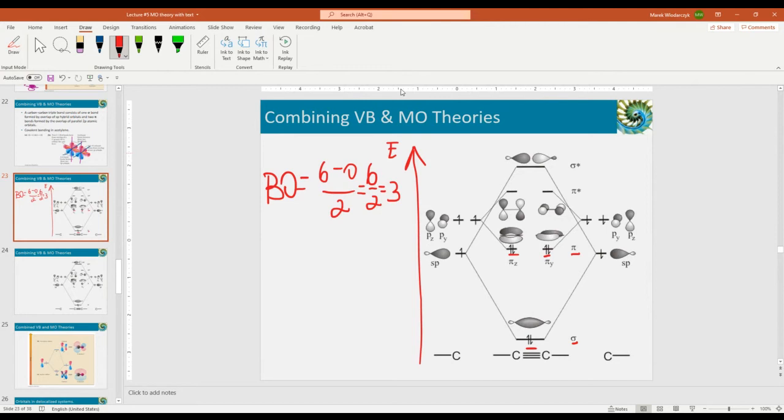Professor, I have a question. Can we see the example where we have some electrons in the anti-bonding orbitals? Yes, we will have them. So just give it a moment, okay?